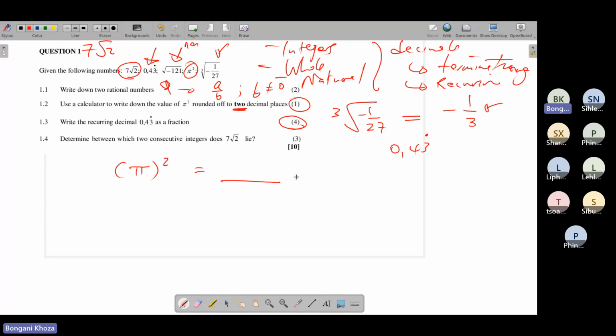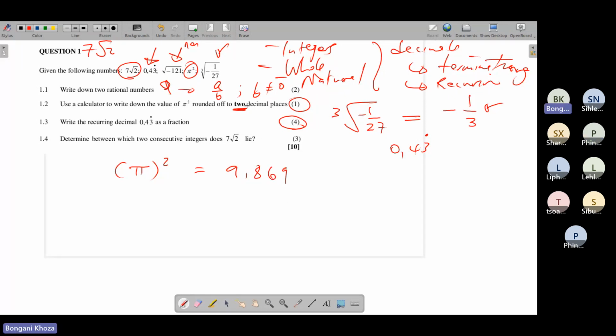So is anyone with a calculator nearby? What's pi squared? 9.87. What were the other numbers before rounding off? 9.869604401. All right, something like that.